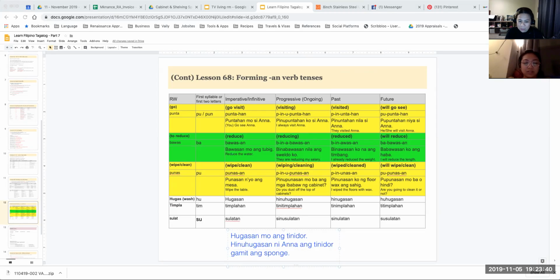Hinuhugasan ni Ana ang tinidor, gamit ang sponge. Because these are two sentences that you put together, you can combine them. Gamit ang sponge, okay? All right. Very good.